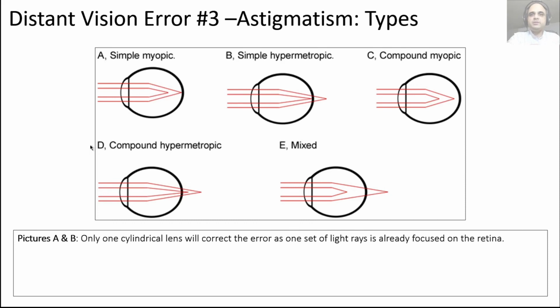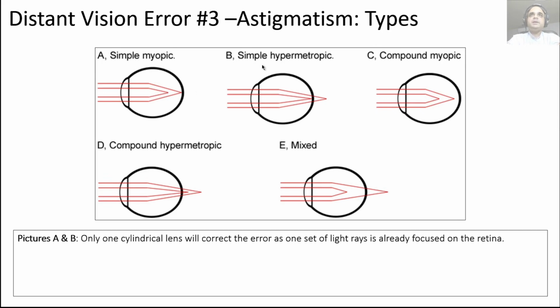Let's look at all the possibilities that can happen when your cornea is an oval shaped cornea rather than a spherical cornea. So you can have one of the two meridians with normal power, 42 diopters, and the other meridian has more than 42 diopters of power. So one of the meridians will focus on the retina, but the other meridian will focus in front because it has more power, and this is defined as simple myopic astigmatism. You only need a cylindrical lens to correct this because one of the meridians is already focused on the retina.